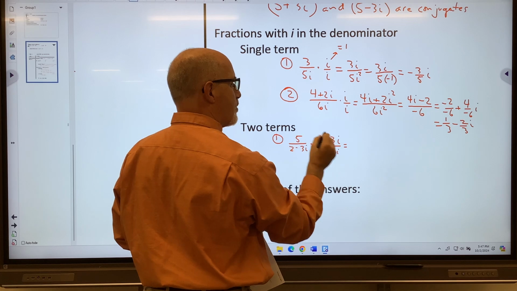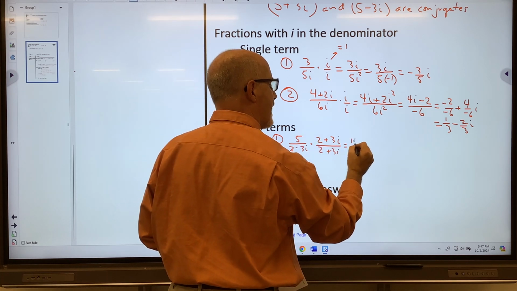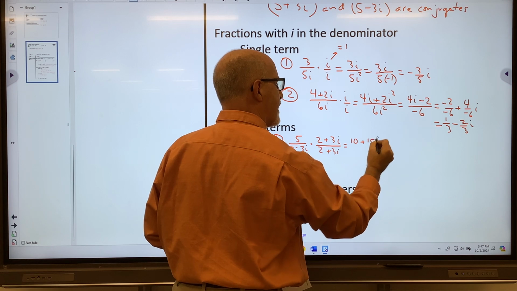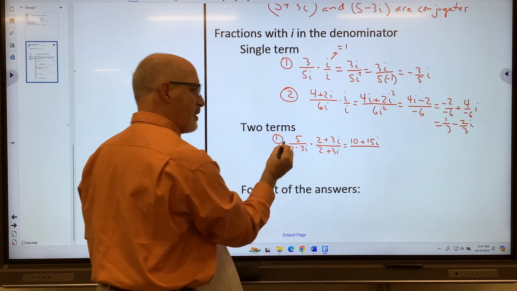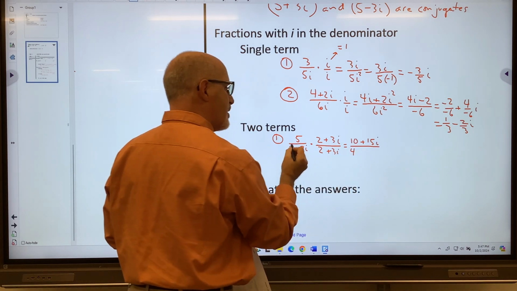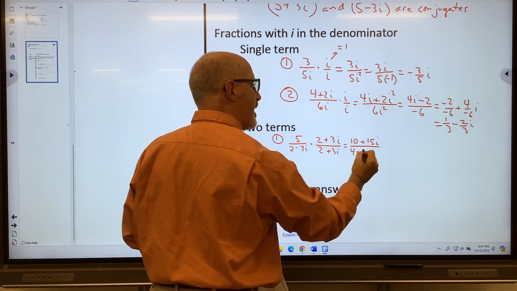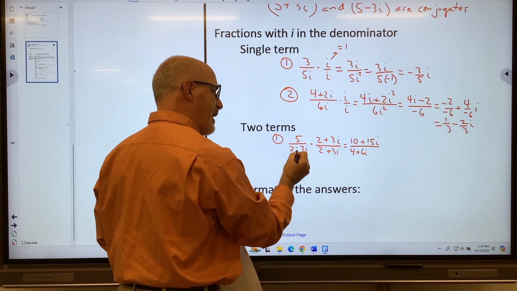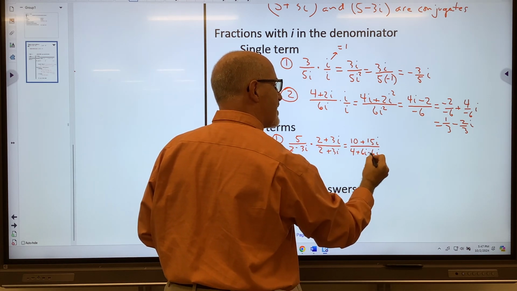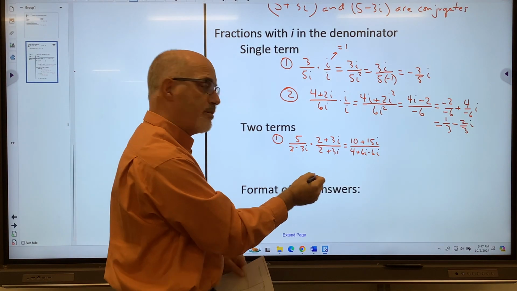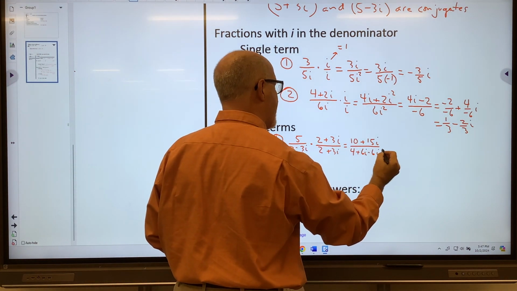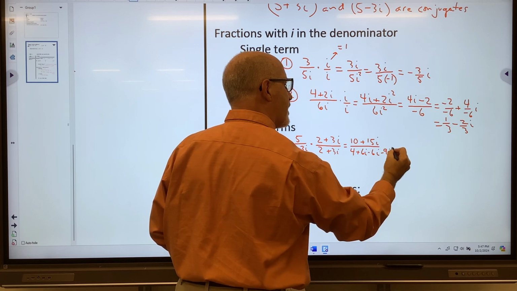Now I'm going to distribute through the 5. 5 times 2 is a 10. 5 times 3i is a 15i. In the bottom, I'm going to go ahead and do my double distributive. 2 times 2 is 4. 2 times 3i is 6i. Negative 3i times 2 is negative 6i. You see how that's going to get rid of those I terms. And then negative 3i times positive 3i is negative 9i squared.